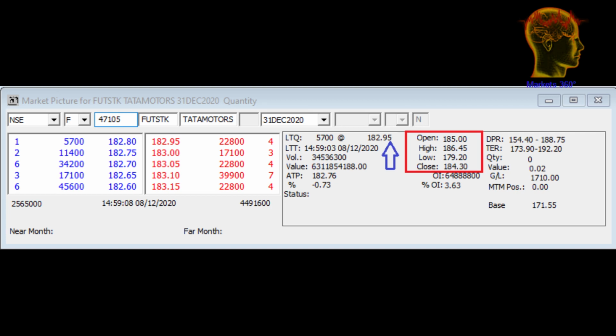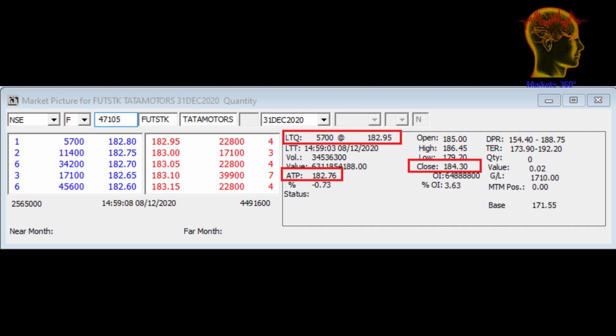As you can see on your screen, the futures opened at 185, which is higher than the previous close at 184.30. Your last closing trade for today is actually indicated with a blue arrow at 182.95. Now, if you were a short seller, you would not press shorts till the ATP, or the average traded price, which is indicated in the red rectangle, falls below the previous close. In this case, the previous close was at 184.30. And the ATP, which is the average traded price, in this screen is 182.76.